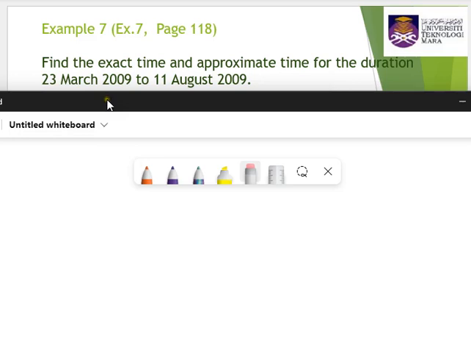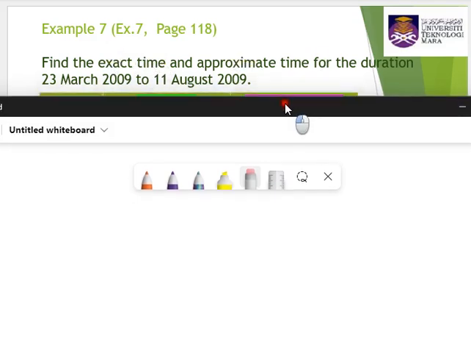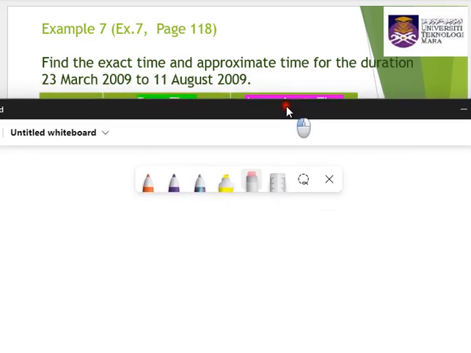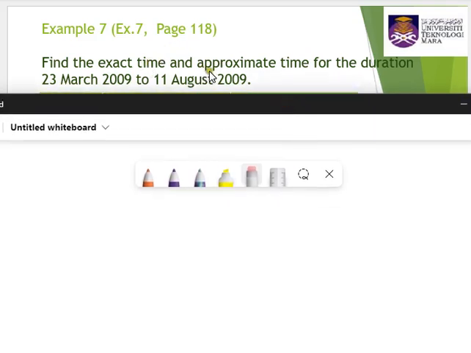Let's proceed with example 7. Find the exact time and approximate time for the duration from 23rd March 2009 to 11 August 2009. Please highlight the key here. The question may ask you for both exact time and approximate time, so you may come up with a table to show them differently.